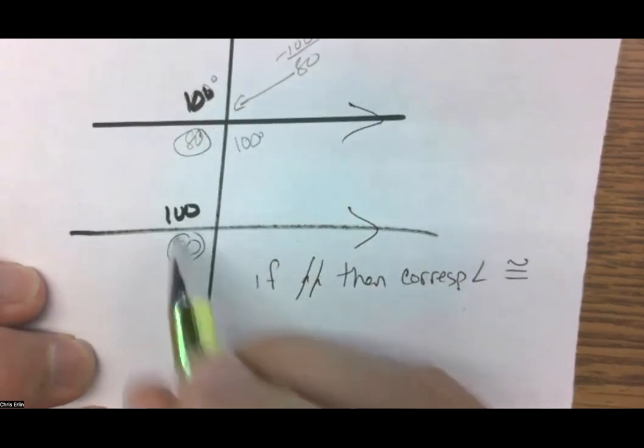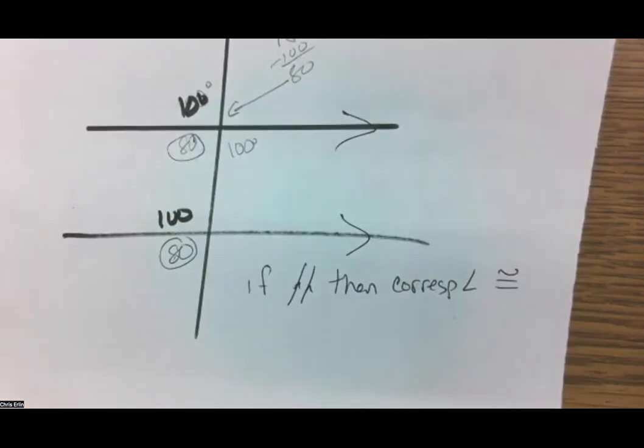Those will be the same because they're corresponding and because it's a linear pair again. So all pairs of corresponding will be congruent. Agreed?